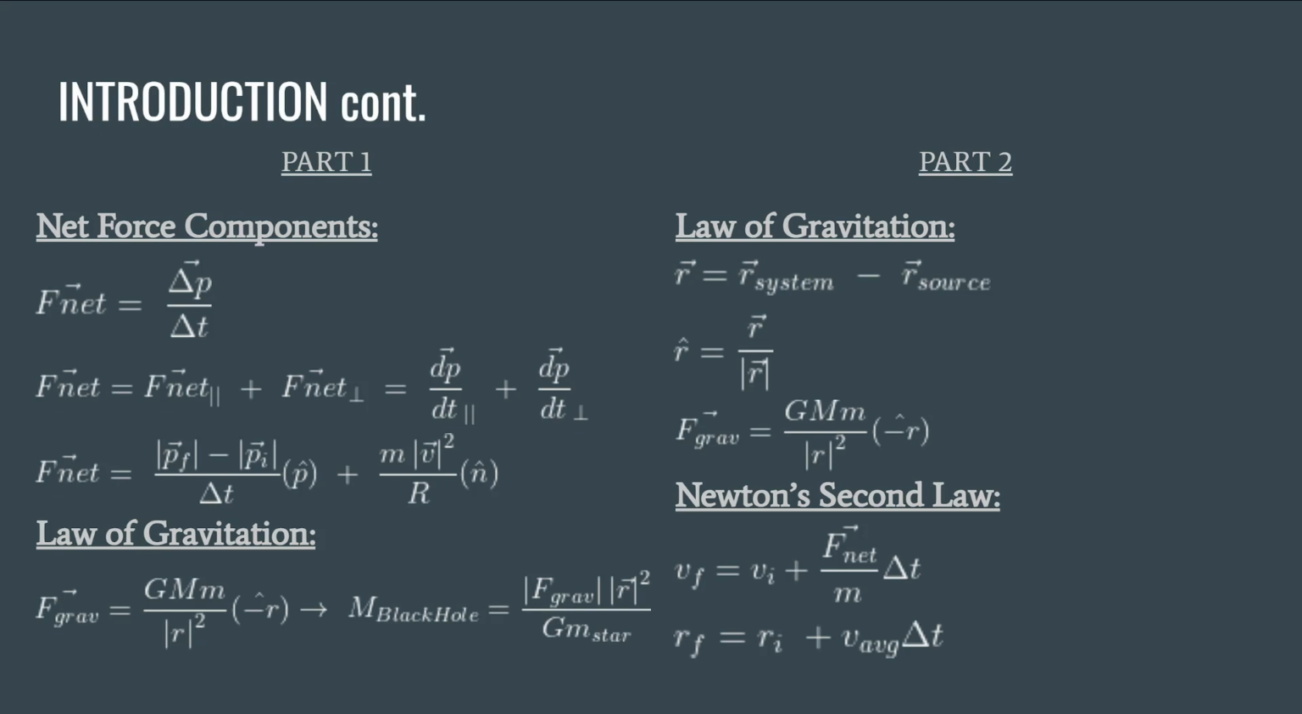In part 2, we will use the law of gravitation to find all the forces being placed on each system, that being the planet and the spaceship. And after finding all these forces, we will use Newton's second law to update the velocity and position of the spaceship as it's moving through space.